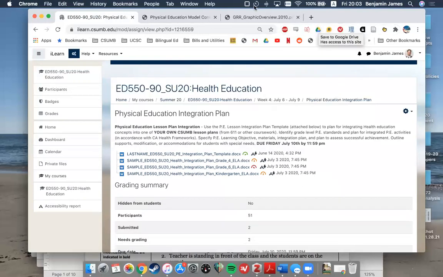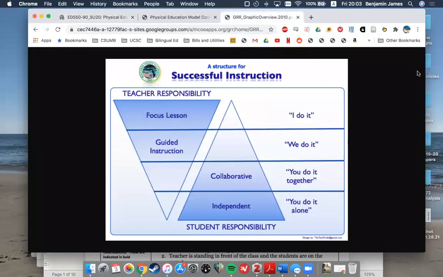So you may have seen this before, and you may have talked about this in 611. I assume that you have, or if you haven't, then you definitely will in some classes coming up. This is what we call the gradual release of responsibility. This kind of approach to teaching and approach to teacher education is a keystone of what we're doing here at CSUMB. And I think it's a really good way to think about the flow of a lesson.